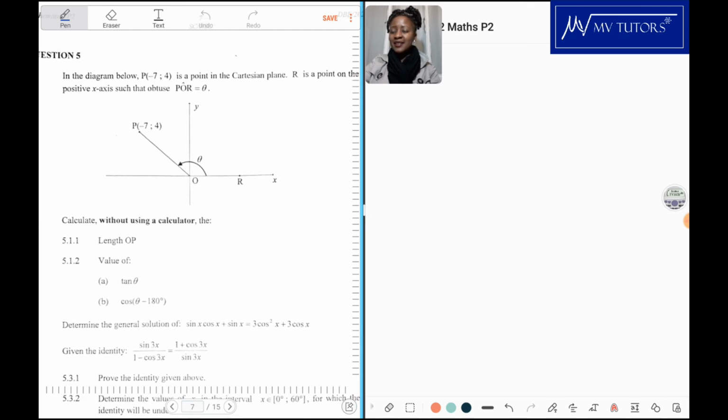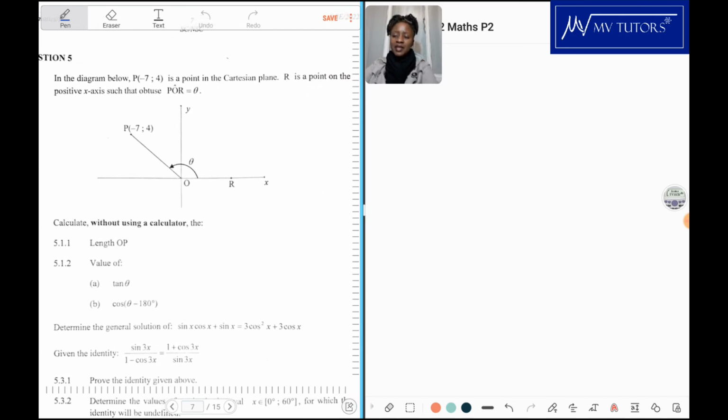Okay, so question 5. In the diagram below, we have P with an x coordinate of negative 7 and a y coordinate of 4, and it's a point in the Cartesian plane. Then R is a point on the positive x-axis, such that we have an obtuse angle, which is theta. Now it says, without using a calculator, we should calculate the length of OP.